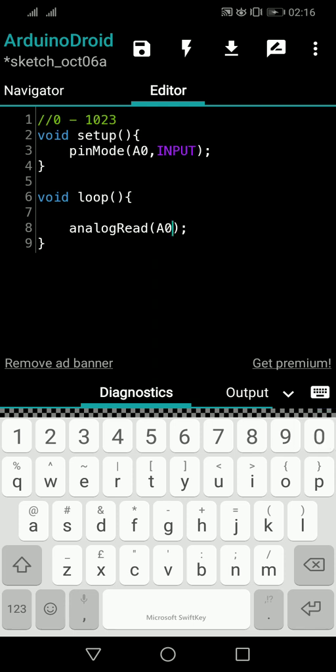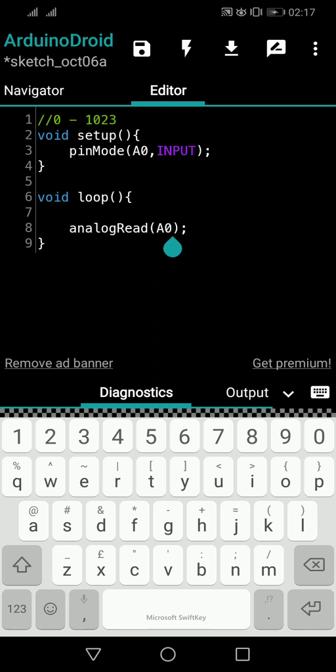So A0. When it comes to digital write, what we did is we passed the pin, and also the value, high or low. But since this is an input, we don't have any values. So we don't need to pass any values, we just have to pass the pin. We are going to take input from this.